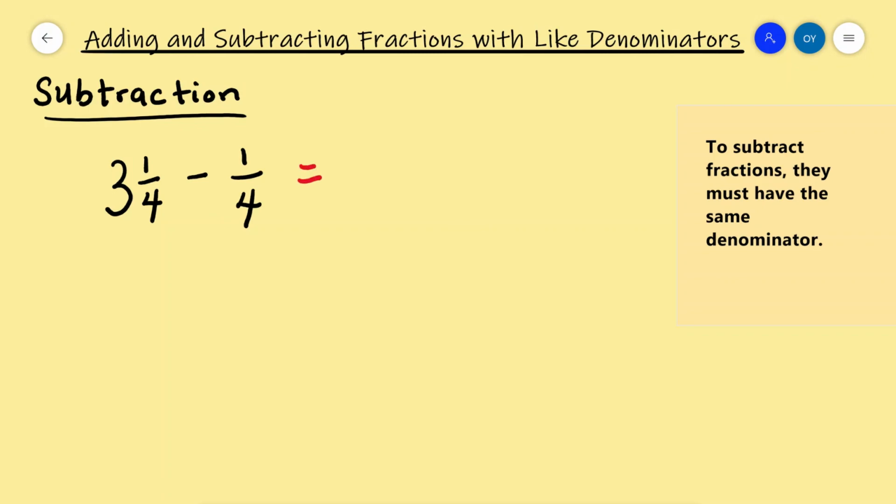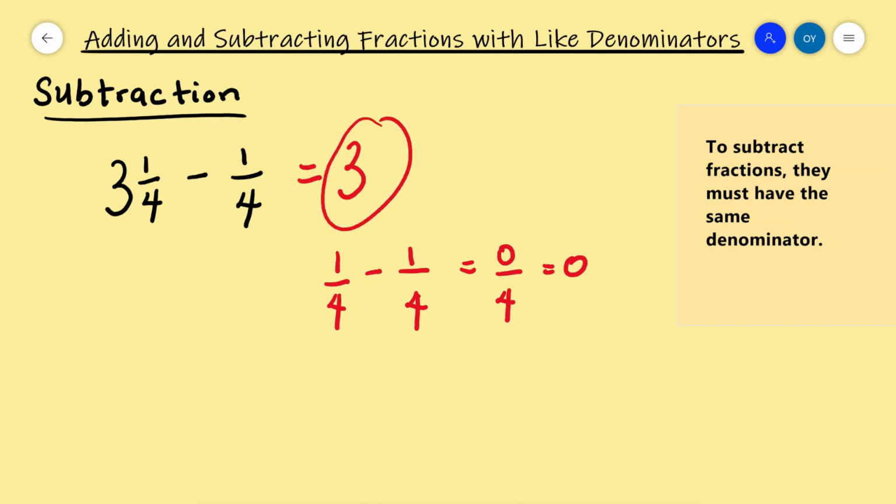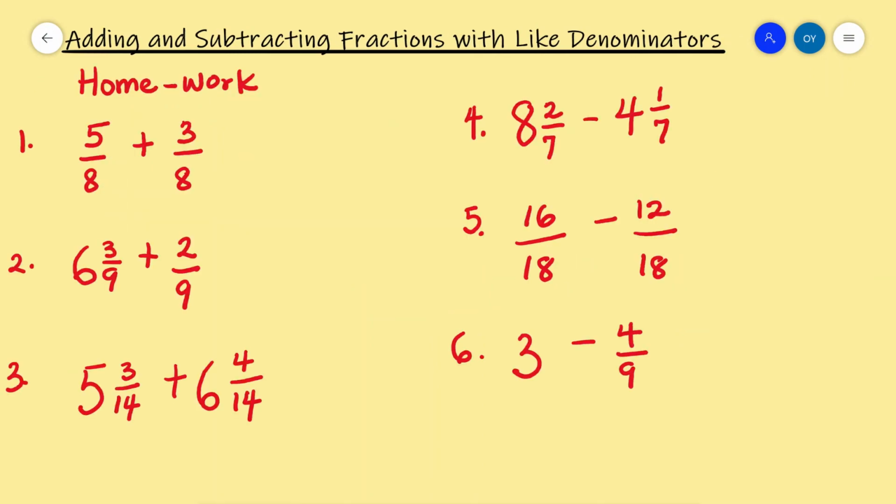Here is another example, 3 whole number, 1 over 4 minus 1 over 4. Here our result will be 3, because 1 over 4 minus 1 over 4 is 0. And this is explained here. 1 over 4 minus 1 over 4. When we subtract the numerators, we have 0 over 4. 0 divided by any number is 0. And so that's why we have 3.